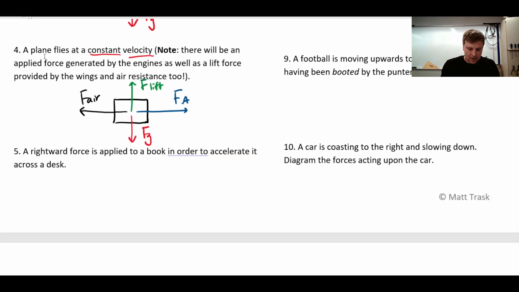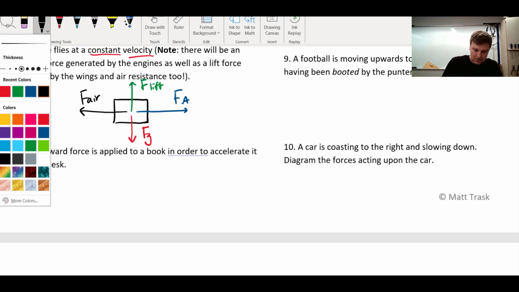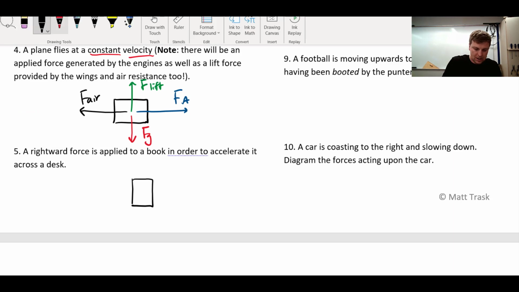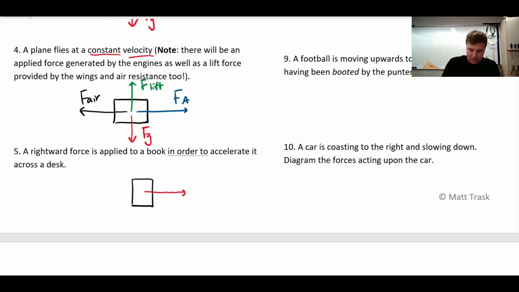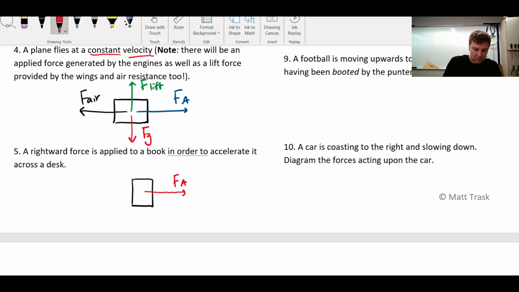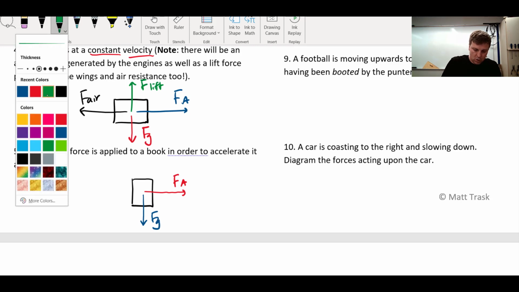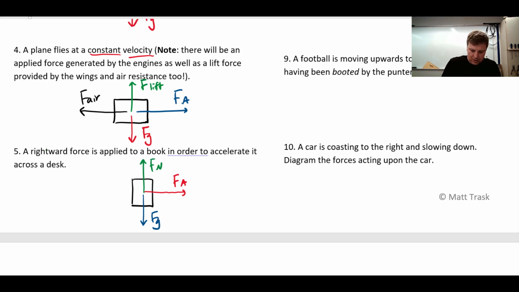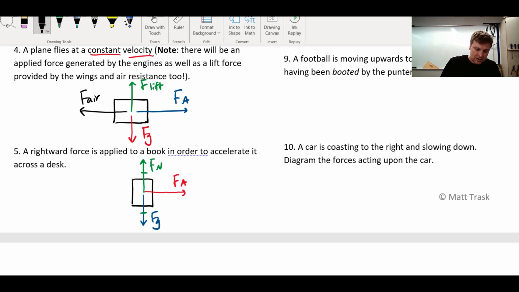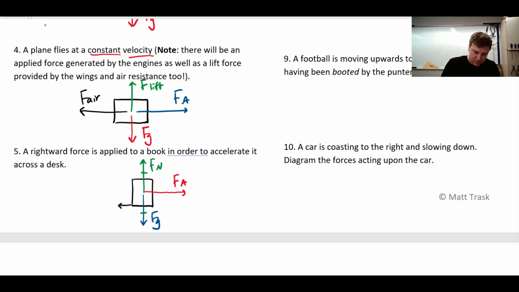All right, so now I've got a book on a table being accelerated forwards, and so again, I've got an applied force here, I've got a force of gravity there, I've got a normal force there. Now my normal force and my force of gravity, those are going to equal each other because I'm just sliding and accelerating to the right. But since we're accelerating, there is a friction force, but the friction force would be smaller than the applied force. So there is a total net force going to the right, and that explains the acceleration.